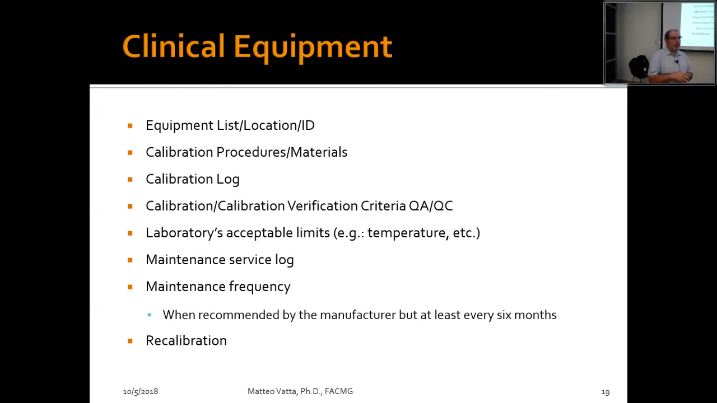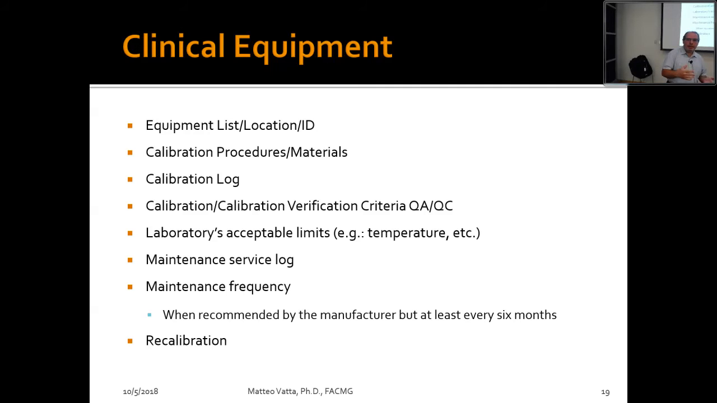Clinical equipment. Every piece of equipment must be recorded, with a list, location, and identification. The laboratory needs to provide the calibration procedures and all the materials used for calibration. So: keeping a calibration log, doing calibration verification, quality control, quality assurance. And they have to establish the acceptable limits. For instance, a refrigerator must be at 4 degrees Celsius, and the deviation accepted by that laboratory must not be more than 2 degrees one way or the other. They can establish more, but then it can be questioned by CLIA and CAP.